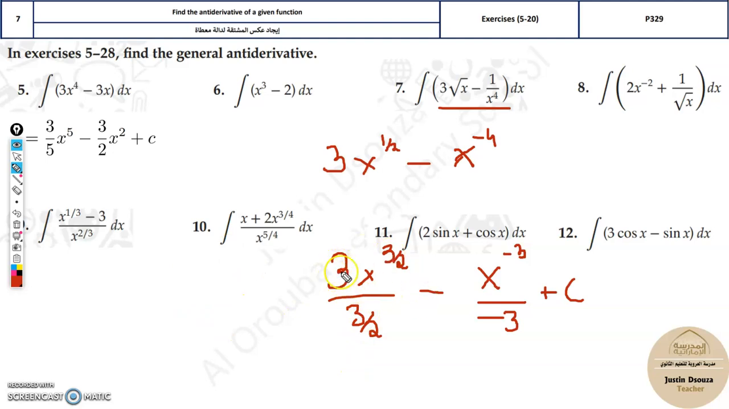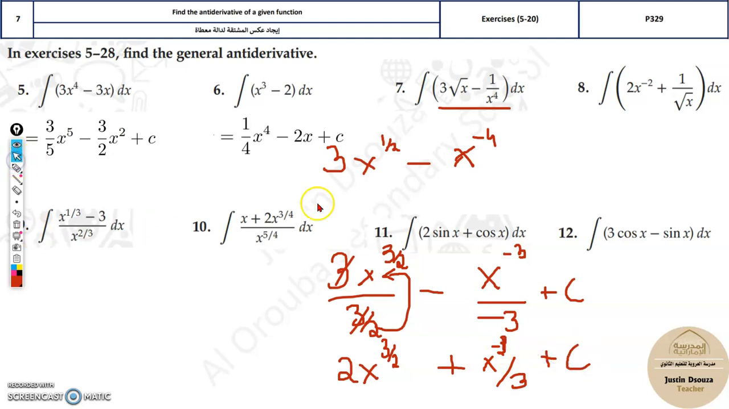How many times? It is 2 times. So the answer is 2. Otherwise, if you're solving it directly, this cancels, and the denominator goes up to the numerator. So it will be 2x^(3/2), since minus becomes plus, plus x^(-3)/3 plus c. So this will be your final answer.